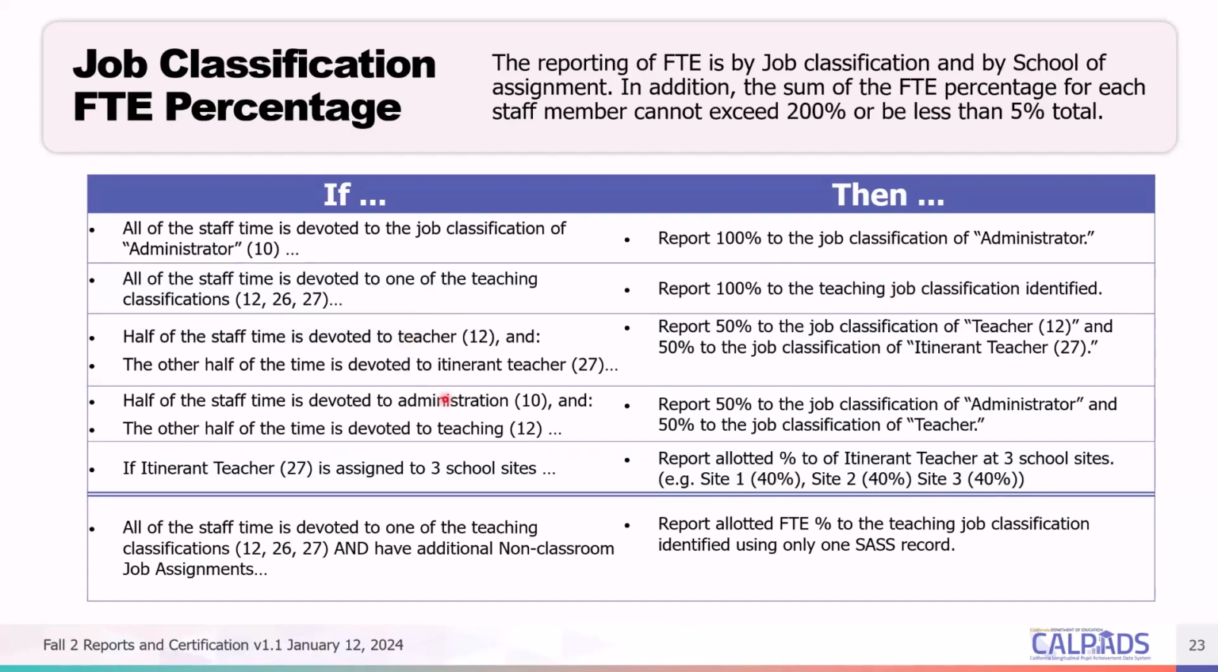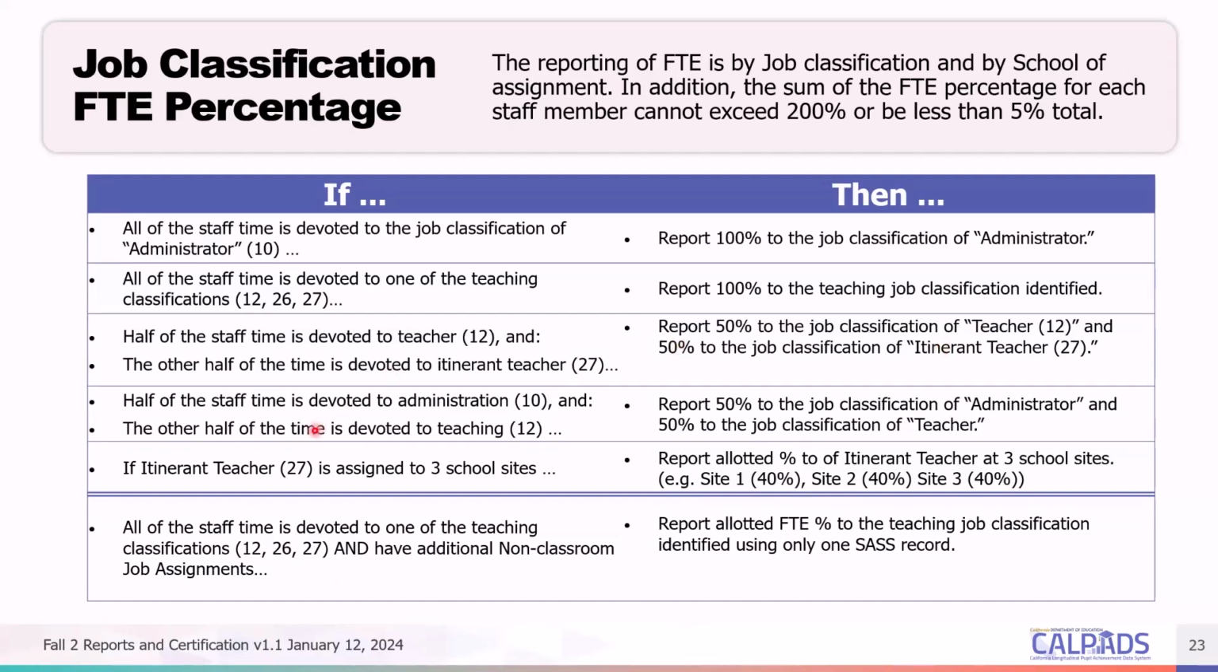Now, if you have a staff who is devoted as a 12 half of the time and 27 the other half, then that's when you start breaking up your job classifications and also having multiple staff assignments. So for this scenario, you report 50% to the job classification of 12 and 50% to the itinerant teacher, or even more, right? 50 here, or maybe you have 75 here. Bottom line is it should not exceed 200%.